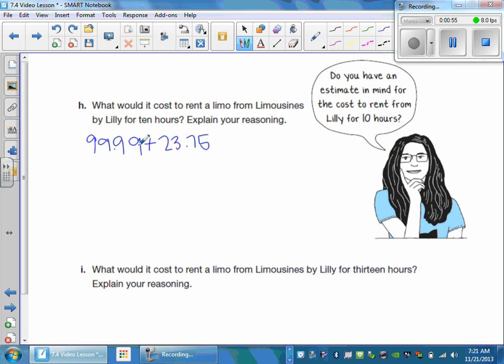So if we want to rent for 10 hours, here's our first hour. We need 9 more hours to get to 10. So we need to multiply these two together and then add on the additional $99.99. We should get a total of $313.74. So again, we took the first hour price and added it to the rate of $23.75 per hour, and we needed 9 extra hours because 9 plus 1 gives us 10.